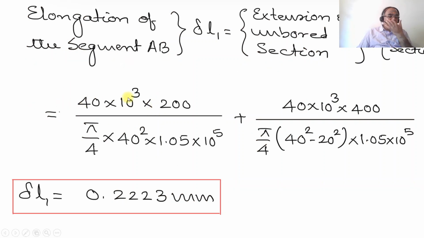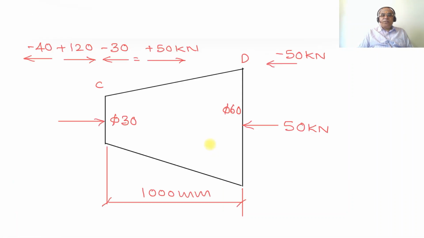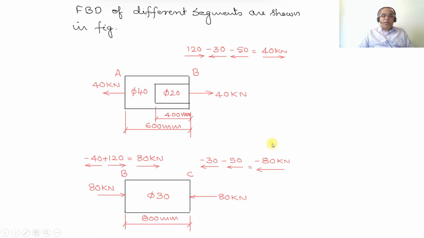40 into 10 to the power of 3 into 200, that is the length of the onboard section, divided by pi by 4 into 40 square, because the diameter of the bar is 40, into 1.05 into 10 to the power of 5, plus the extension of the board section, that is from here to here.